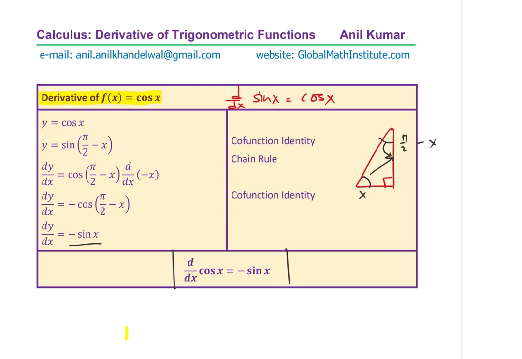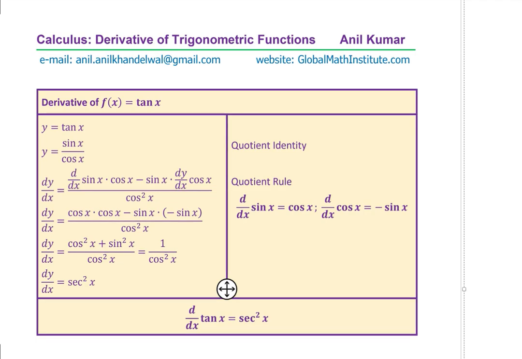Perfect. I'd like you to go through this once again. Be sure that you understand. And then you can find the derivative of other functions, right? So you can find the derivative of, for example, secant x. I know that's a quotient rule. You can find the derivative of cotangent x. You can find the derivative of tangent x, and so on, correct? Now let's see. How do we find the derivative of tangent x?